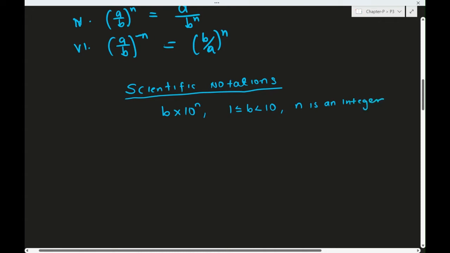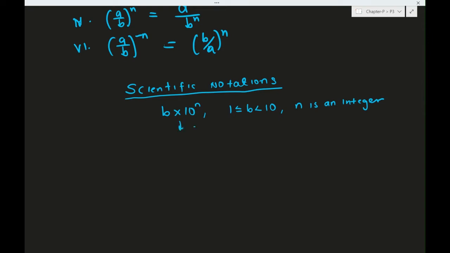Any number you can write in this form, we say that number is in scientific notation. So please take note that b is a real number. That is the first condition. b is between 1 and 10. b can be 1, but it should be less than 10. And n is an integer.